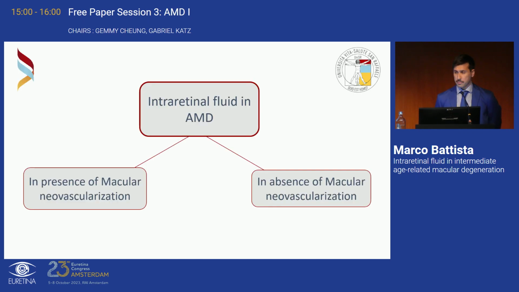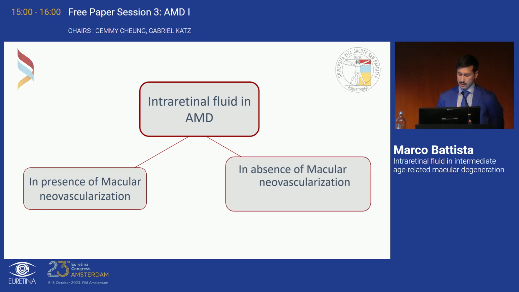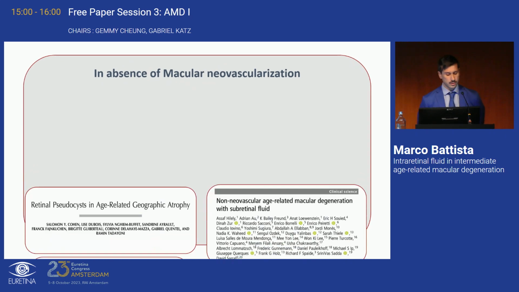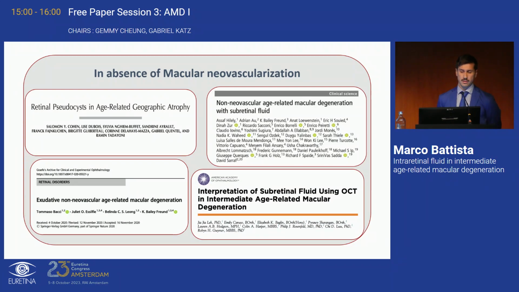As you already know, the presence of intraretinal fluid is connected mainly to a macular neovascularization, so you should treat when you see it. In reality, in the literature, we have found several articles reporting that retinal pseudocysts are commonly found also in geographic atrophy, and cysts are even observed in exudative non-neovascular age-related macular degeneration.